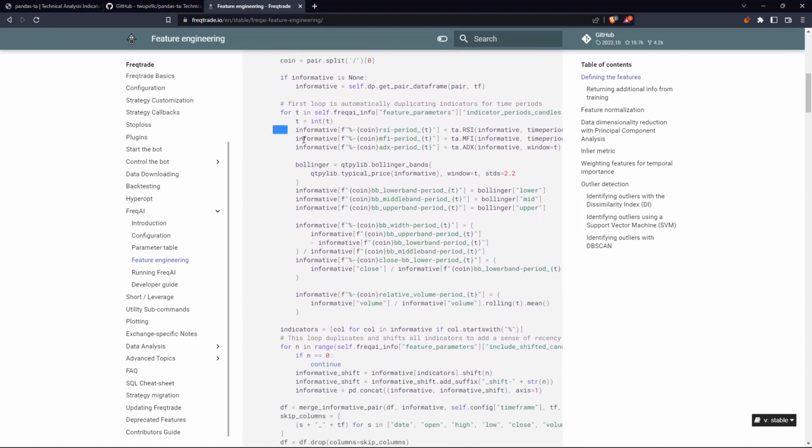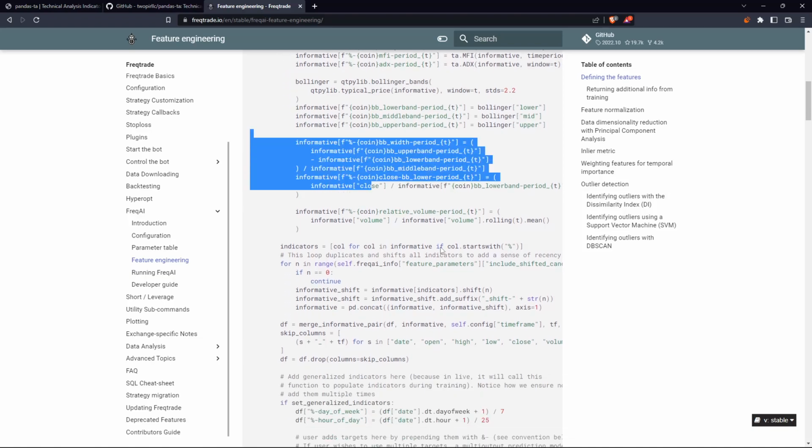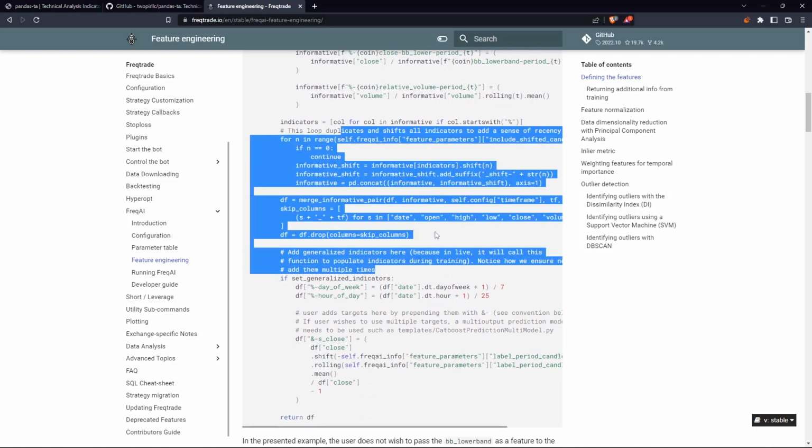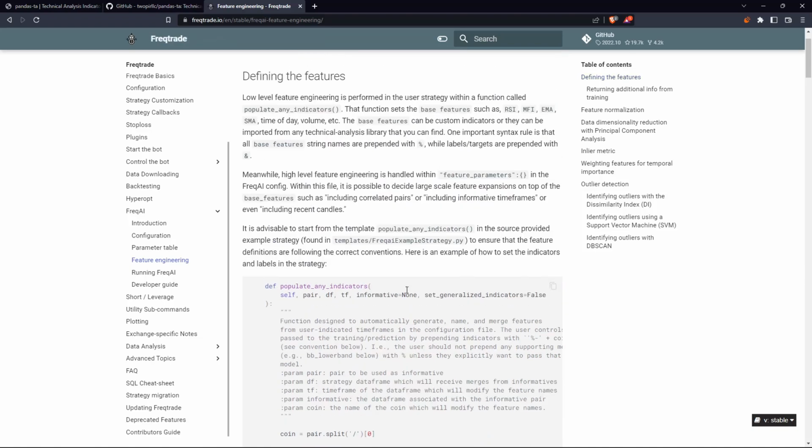So as you can see here, we are using Bollinger Band, RSI, money flow index, ADX, right, and all these other indicators. But the thing is that we can extend this system to 5k plus or 10k plus features.